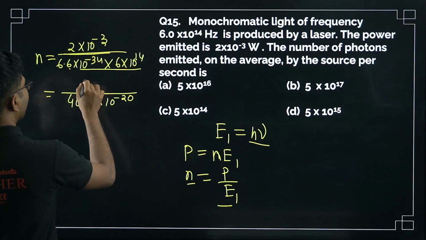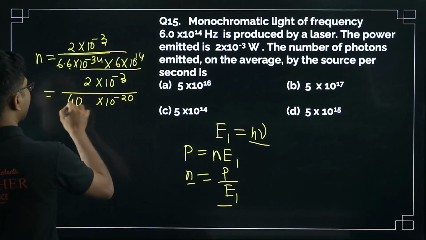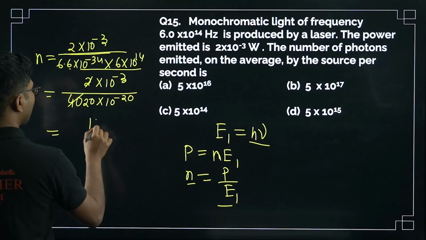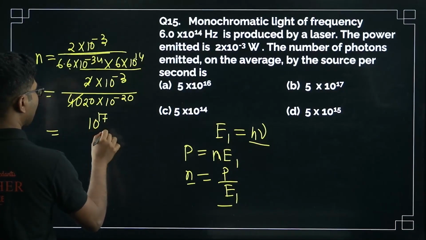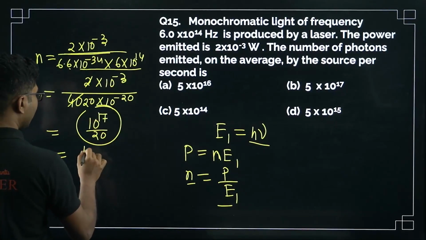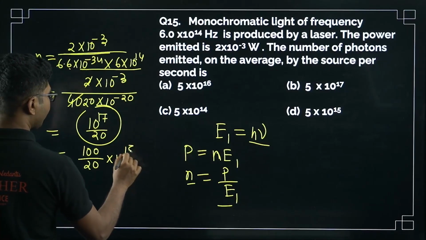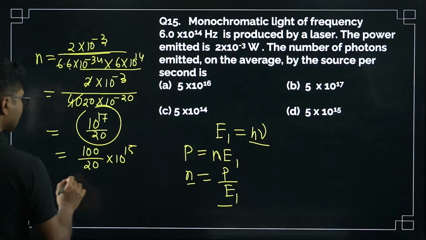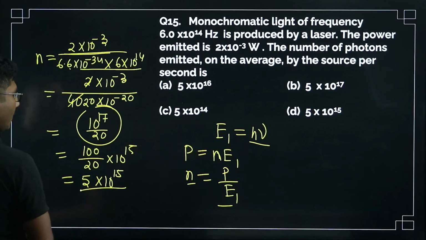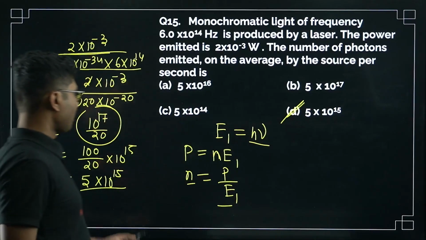-20. On top we have 2 × 10^-3, so we can cancel it. We get 20 over here. So we get 10^17 divided by 20. Or if we take 100 out of this and divide it by 20 and keep it as 10^15, then we get 5 × 10^15. So the correct answer is 5 × 10^15.